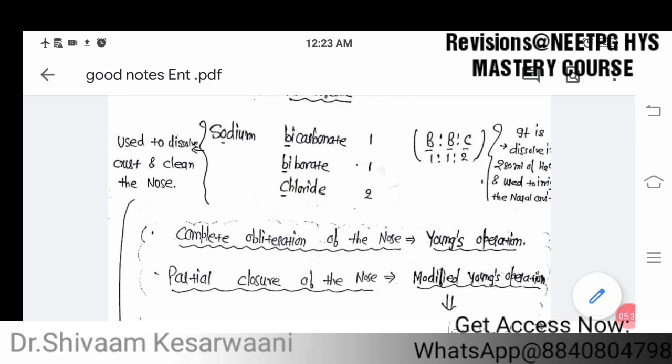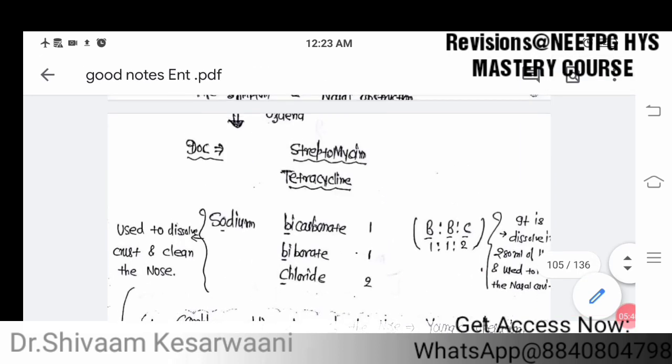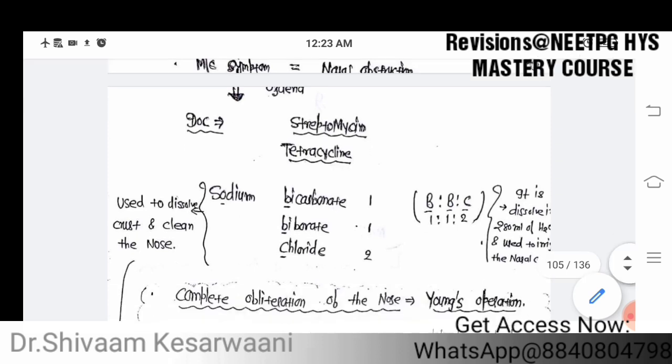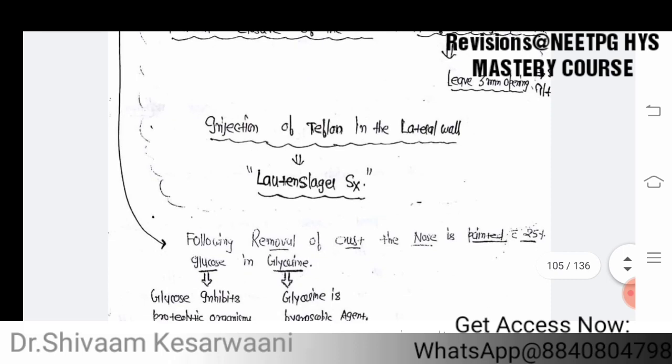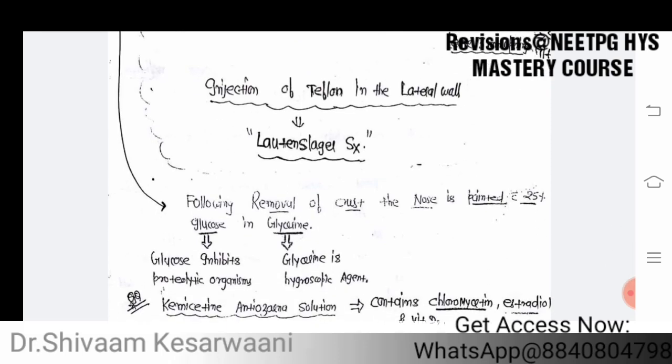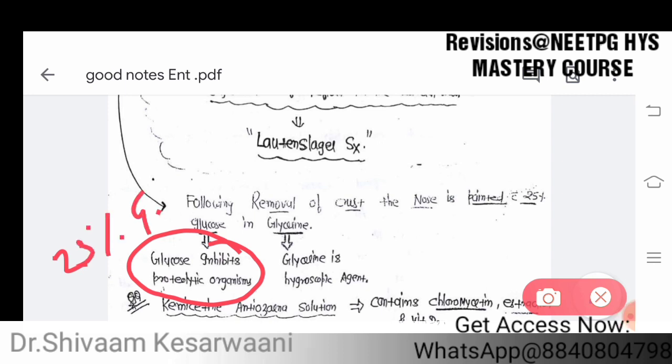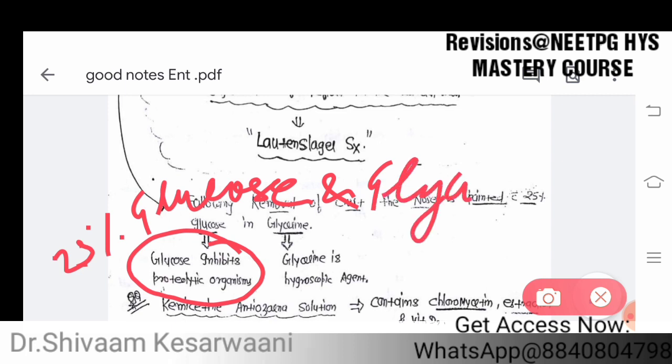It is treated under different modalities, both surgical and medicinal. In medicinal, you can also try 25% glucose in glycerin spray. What it does is, glycerin is a hygroscopic agent and glucose inhibits the proteolytic organisms. So in an MCQ, if they mention 25% glucose and glycerin, get the diagnosis of atrophic rhinitis. They come in the form of a glycerin spray.